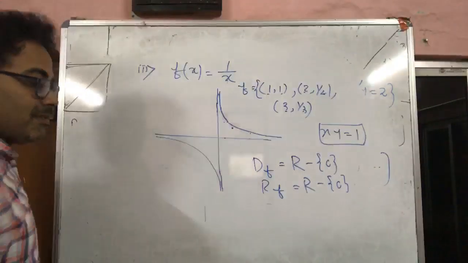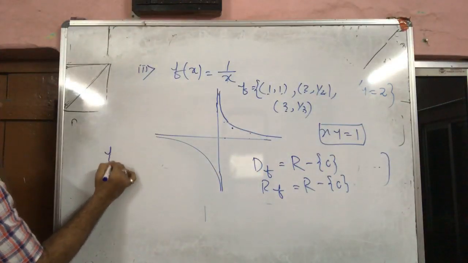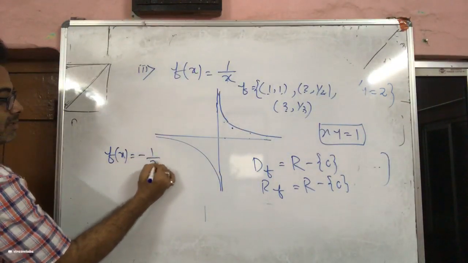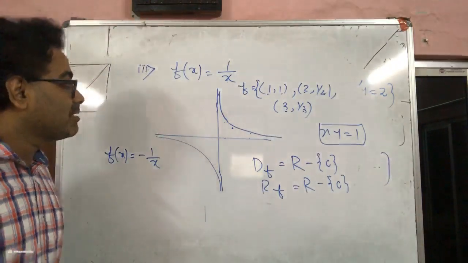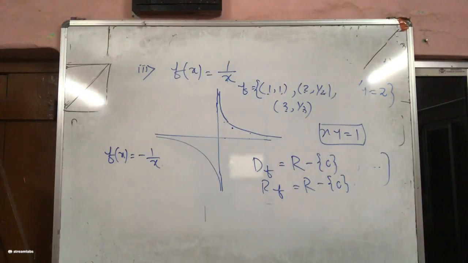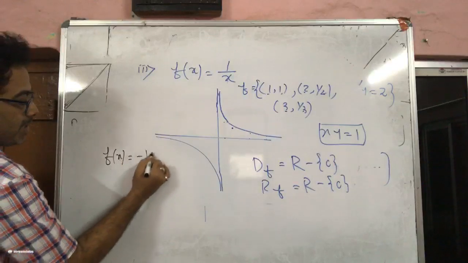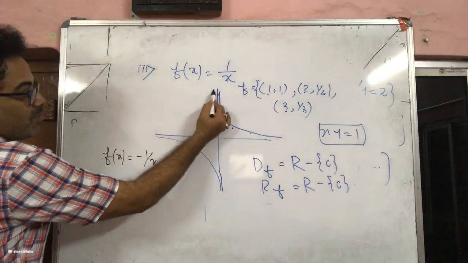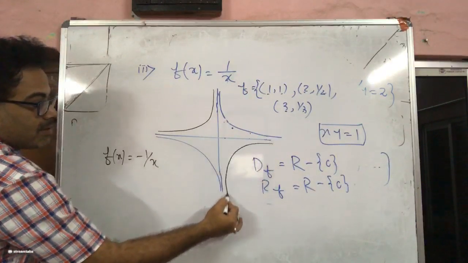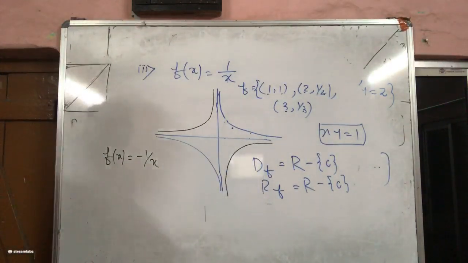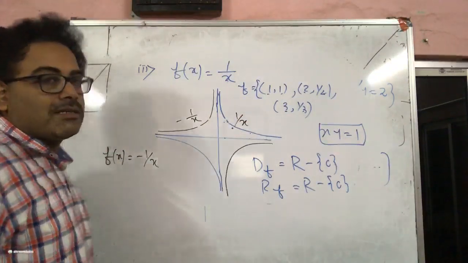And subsidiary, this one: how would be the graph of f(x) equal to minus 1 by x? f(x) equal to minus 1 by x will be like this, and like this. The domain is the same. So this is minus 1 by x and this is 1 by x.